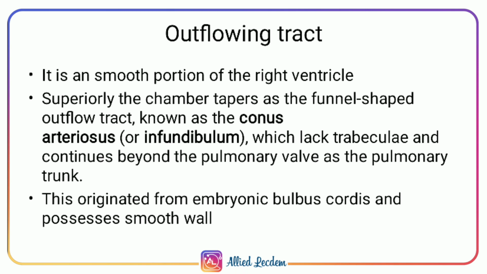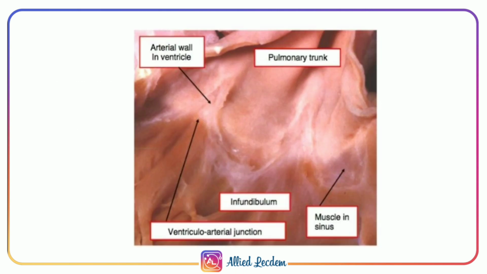The outflowing tract of the RV tapers as a funnel-shaped outflow tract called the conus arteriosus or infundibulum, which continues beyond the pulmonary valve as the pulmonary trunk. This part originates from the embryonic bulbus cordis and possesses a smooth wall. In this picture, it clearly demonstrates how the outflowing tract is smooth. There you can see the pulmonary trunk and the infundibulum.